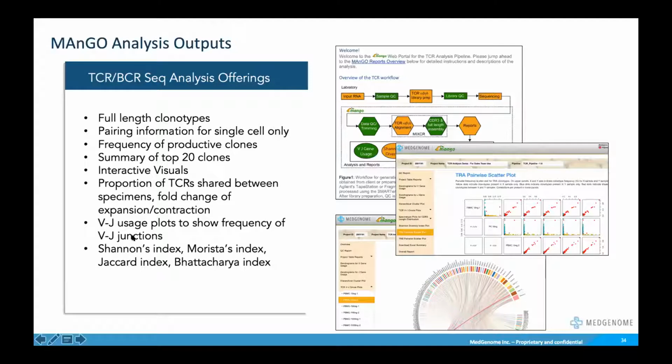We also look at the proportion of TCRs within each sample. We look at fold change expansion or contraction. We look at V and J gene usage to see if there is any preference for a particular V or J gene. We look at the diversity of the clonotypes using a number of different indices to look at the overall richness of your clonotype space in your sample of interest.